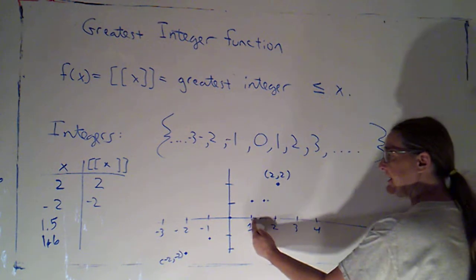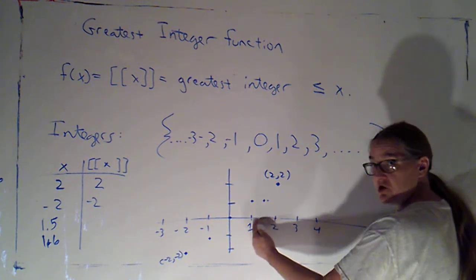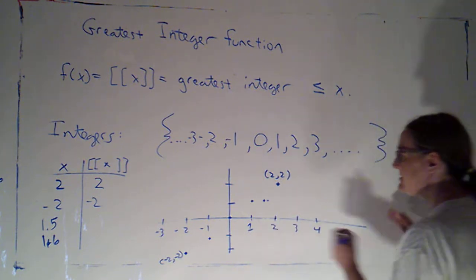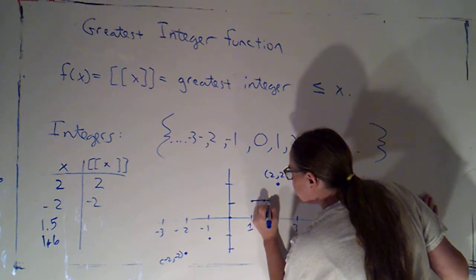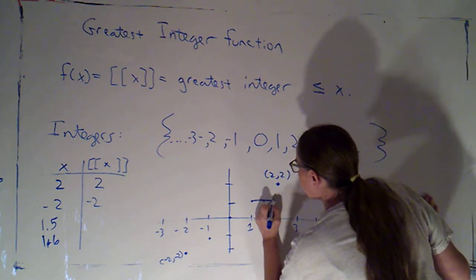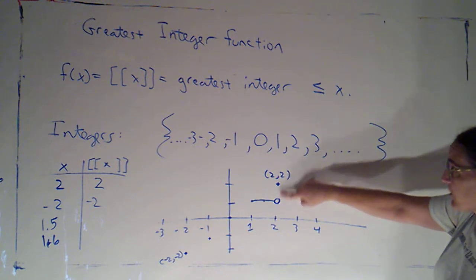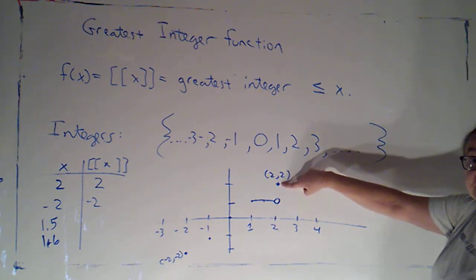And in fact, if I plug in any number between 1 and 2, the biggest integer that's less than or equal to that is going to be 1. So we're just going to have a horizontal line here until we hit 2. As soon as we hit 2, we're going to jump up to a y value of 2.